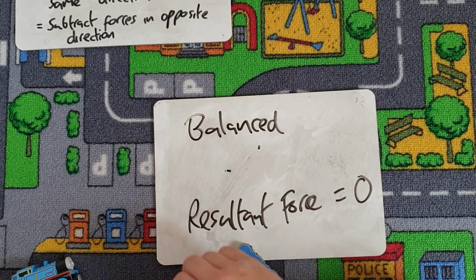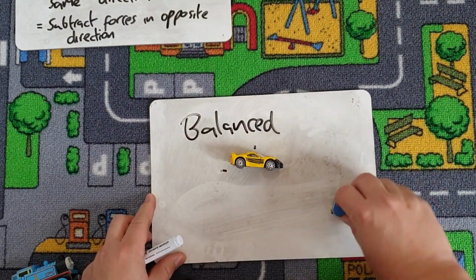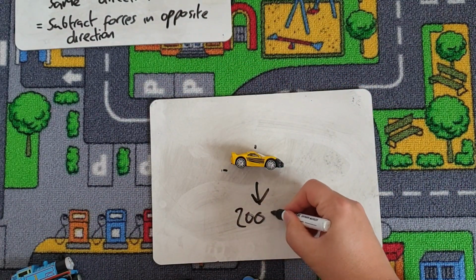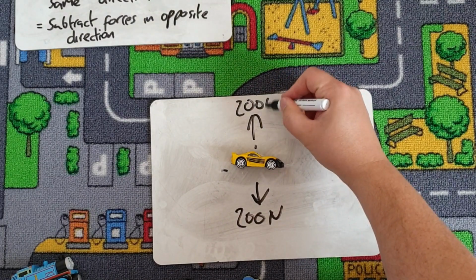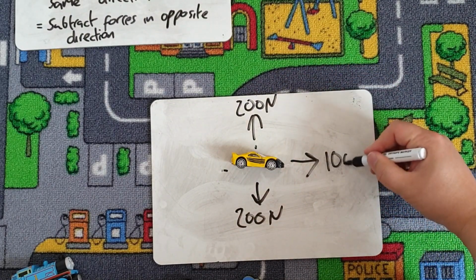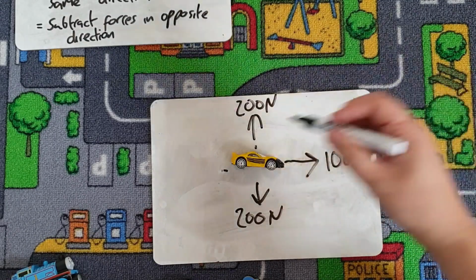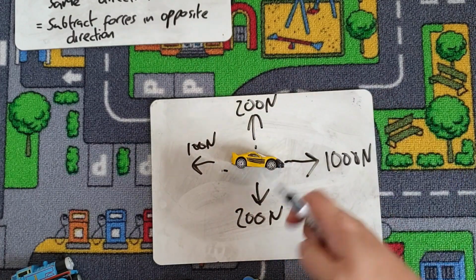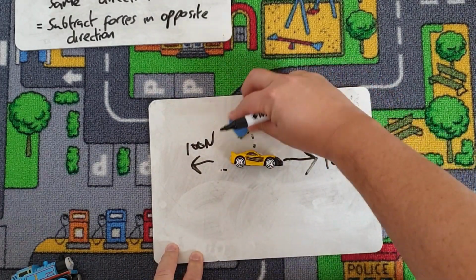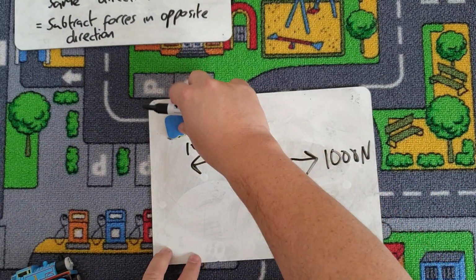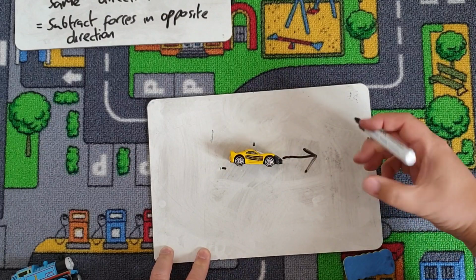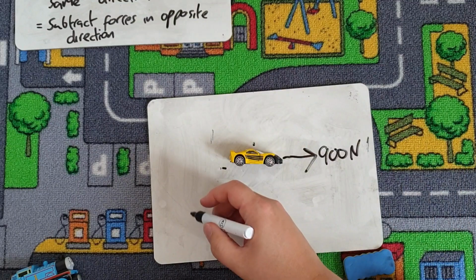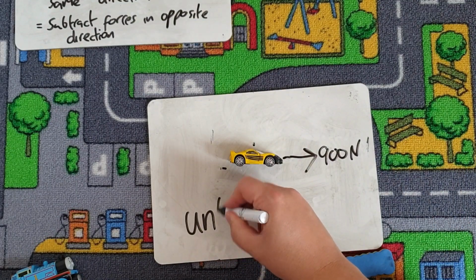So to do a different example, different car. So let's do this again. Let's say 200 newtons down, 200 newtons up, 1000 newtons from the engine, and only 100 newtons of drag. So 200 minus 200, they cancel. 1000 minus 100, well, that cancels down to 900 this way, so 900 newtons. So there is a resultant force, and if there is a resultant force, it means the forces are unbalanced.